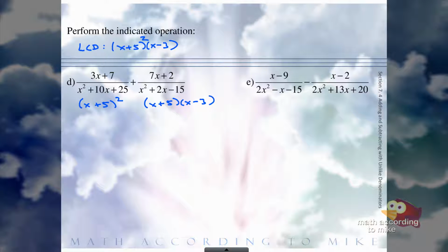So comparing the denominator of the first fraction to the LCD, what's missing? Notice we need an x minus 3, so I have to multiply top and bottom by x minus 3.